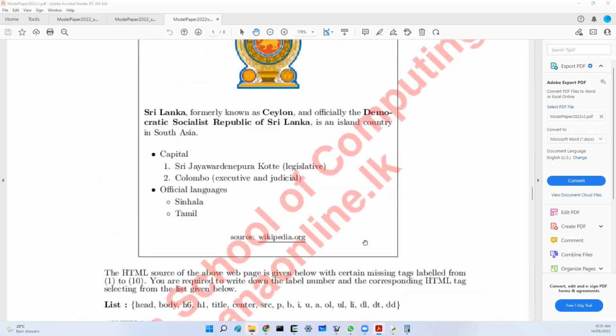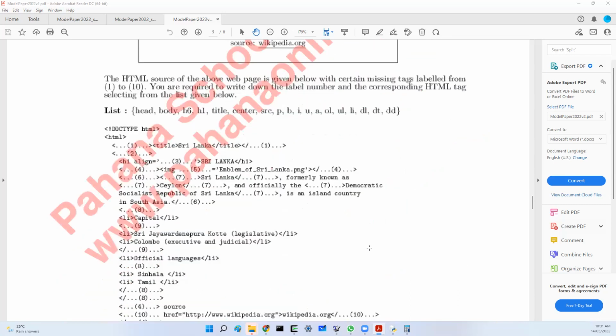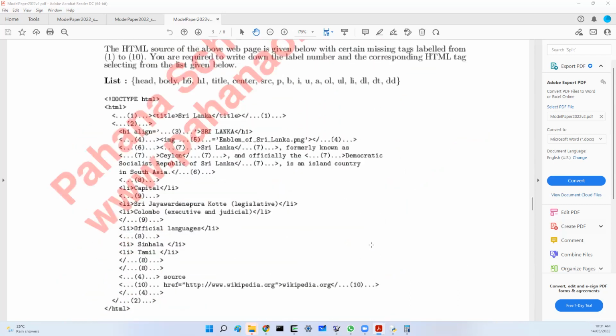Then we have given this web page. You have been asked to type the values. What is 1? Head, it should be head. 2, body, yes. 3, center, it should be center.